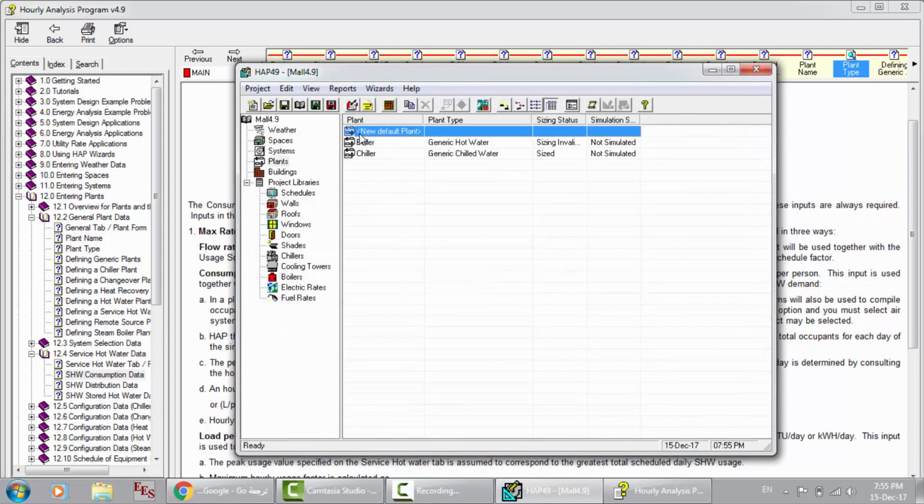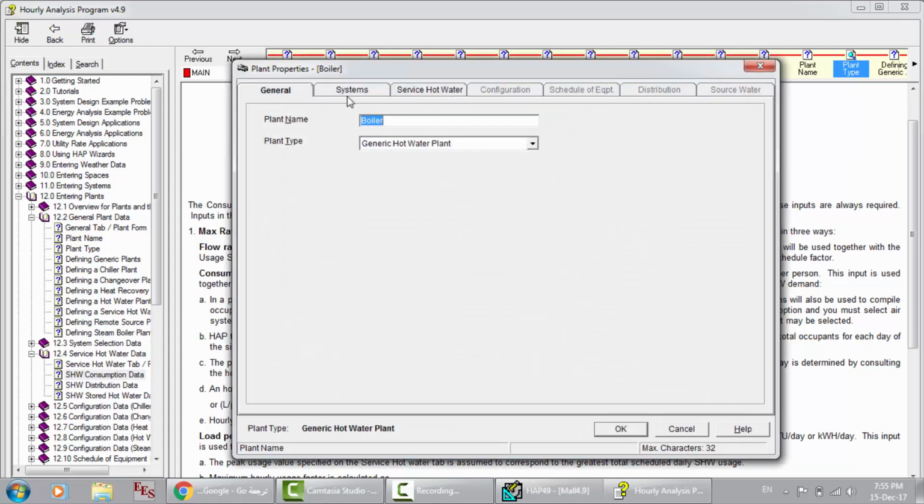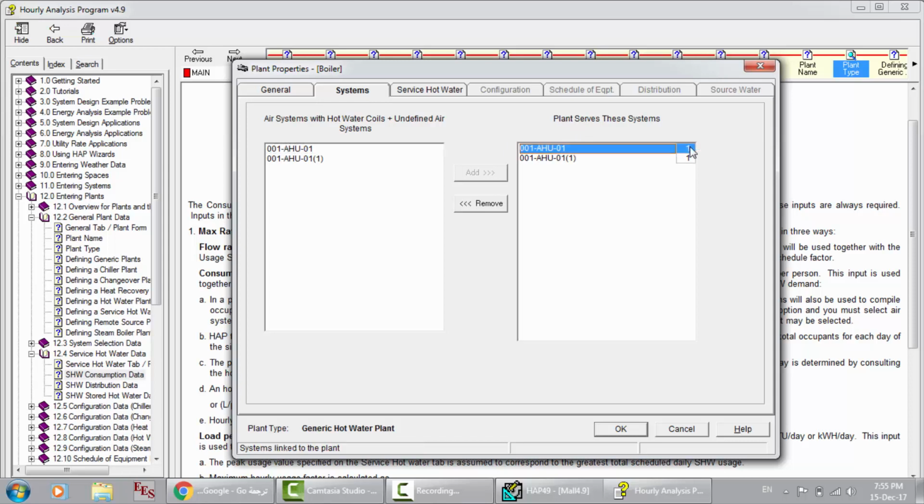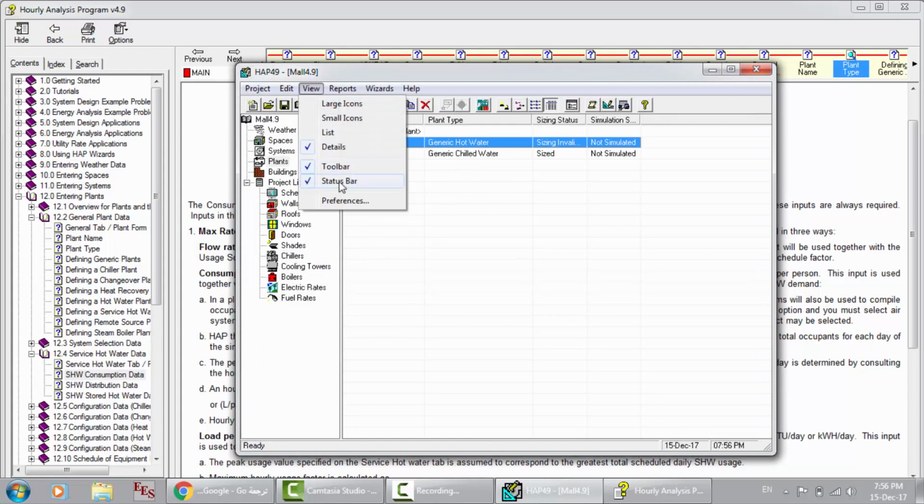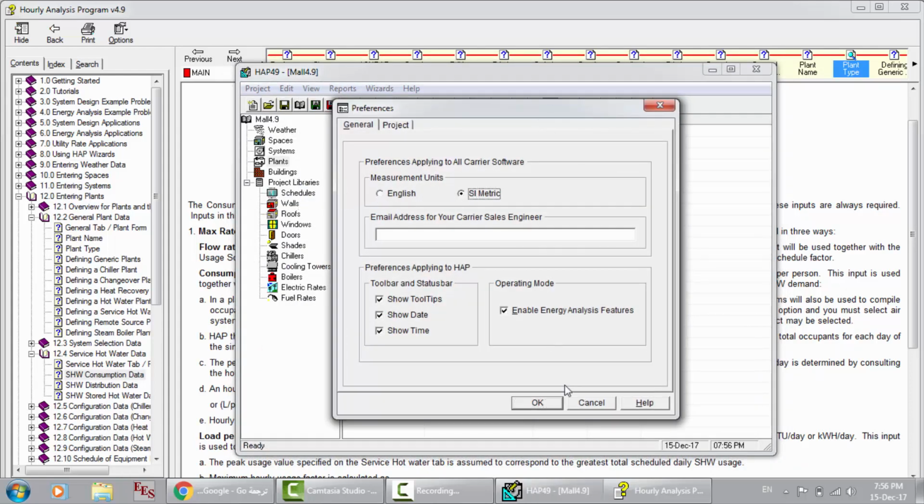Okay, also before I forget, this is the multiplier that I mentioned. If you have many systems but with the same loads, you can multiply it by three or whatever you want. This means that we have three systems with the same loads and another system. Okay, so this is plant supplies. Okay, click cancel.